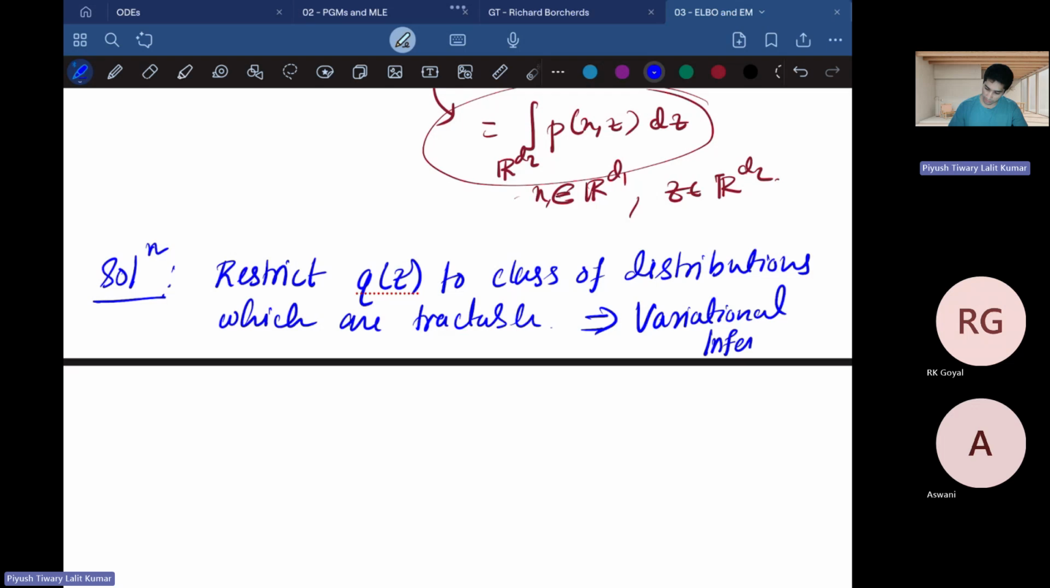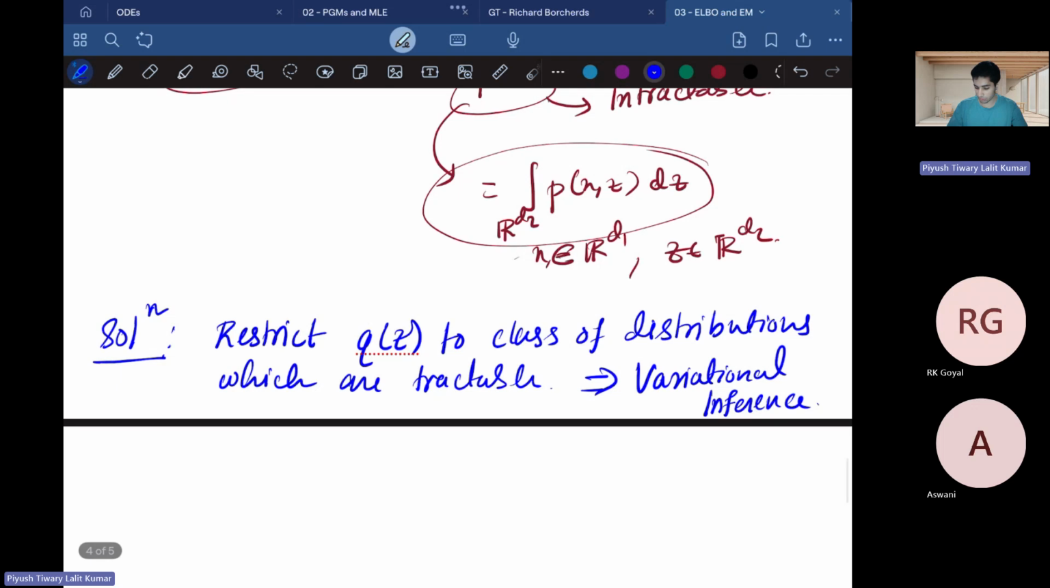which we will see in the next class. So the idea is to basically restrict Q of Z to a class of distributions which is tractable, from which we can easily sample and calculate and things like that.